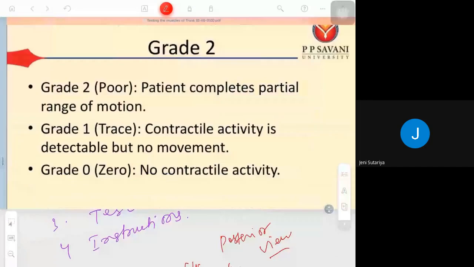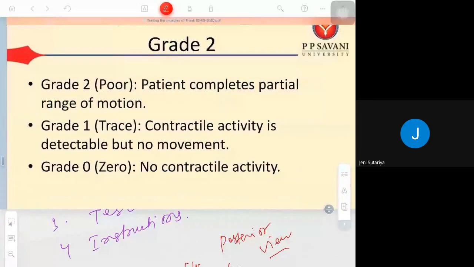Grade 2. If patient completes partial range of motion, then what instruction have you given? The instruction is same. You have given instruction to raise the body. Here, head, shoulder and chest as much as possible. If patient completes partial range of motion, he is not doing full range of spinal extension, then you will give muscle power 2.